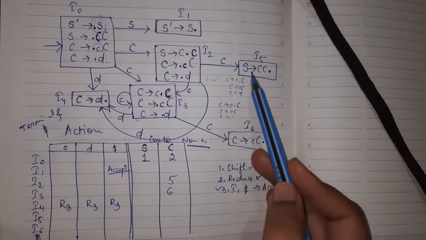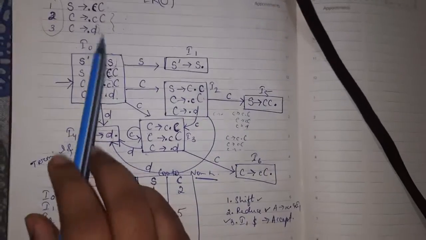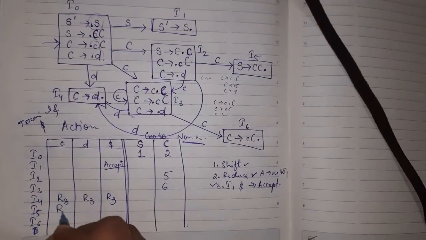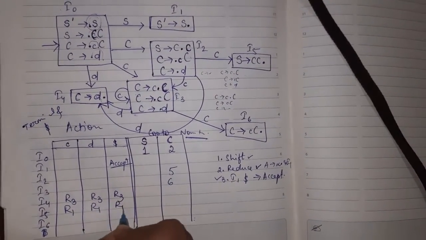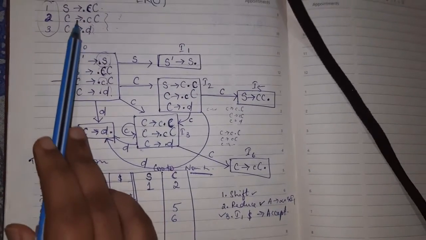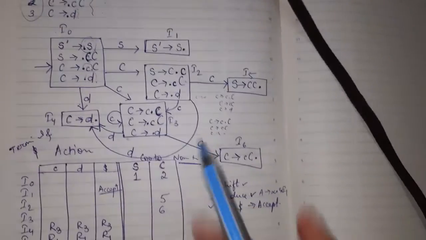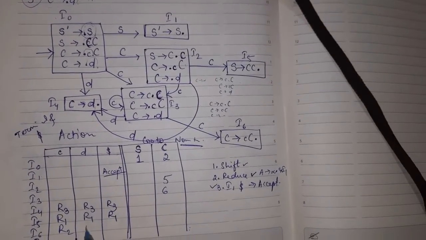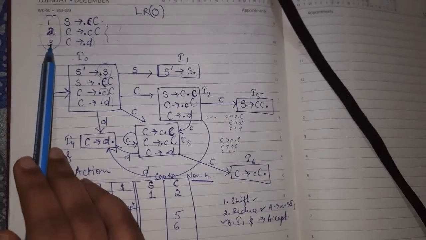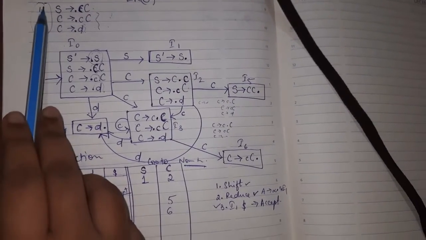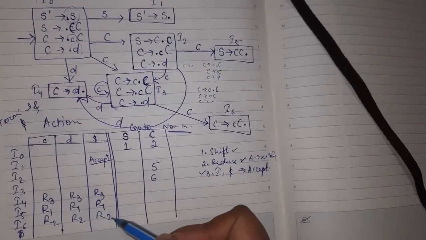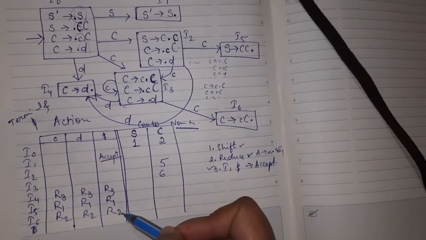Similarly for I5, S gives CC. This is production 1, so I need to write here R1, R1, R1. I6, CC, means production 2: R2, R2, R2. Since my first step was to number the productions, these numbers are coming from there. So the reduction part is done.